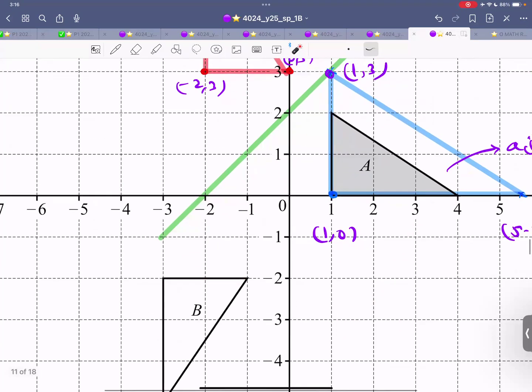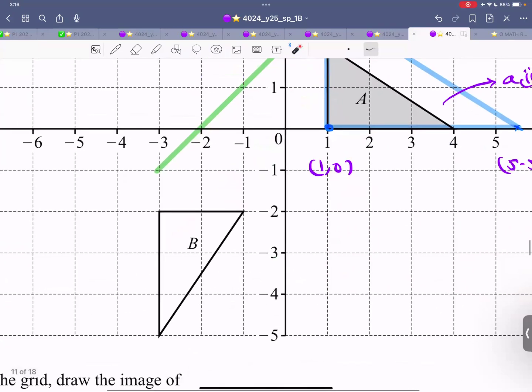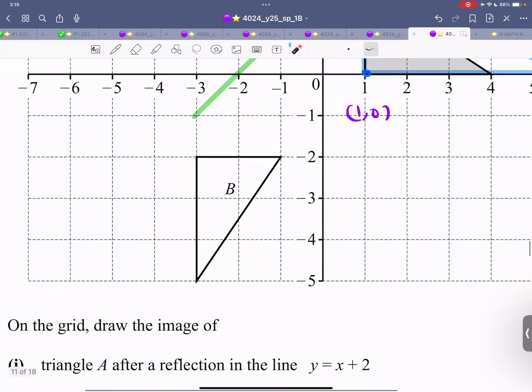But if I look at the point, for example, (1, 2), (a, b) should become (b, a), and the sign of the y coordinate changes. So therefore, (1, 2) should be becoming what? That should be (2, -1). But this is not (2, -1). It is kind of shifted. So now that means the center of rotation is not the origin.